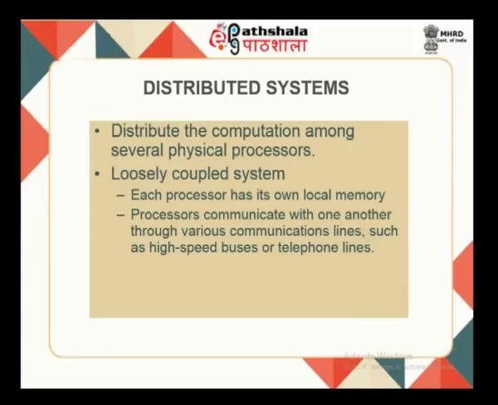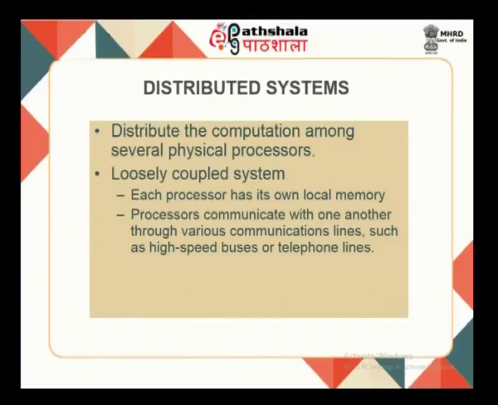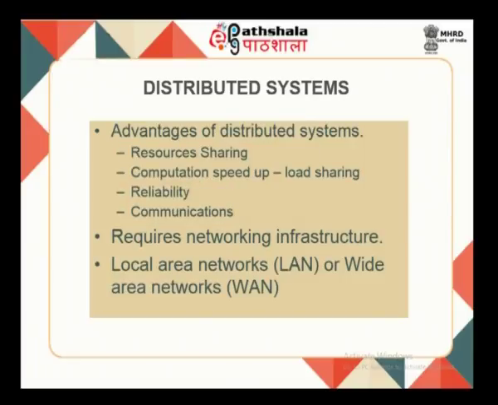Now, we have something called distributed systems, where you have different machines connected by a network, and processing can happen in all these different machines. These systems are called loosely coupled systems. There will be one machine or one processor with its own local memory, and different machines can communicate between themselves using communication lines, high speed buses or telephone lines, and so on.